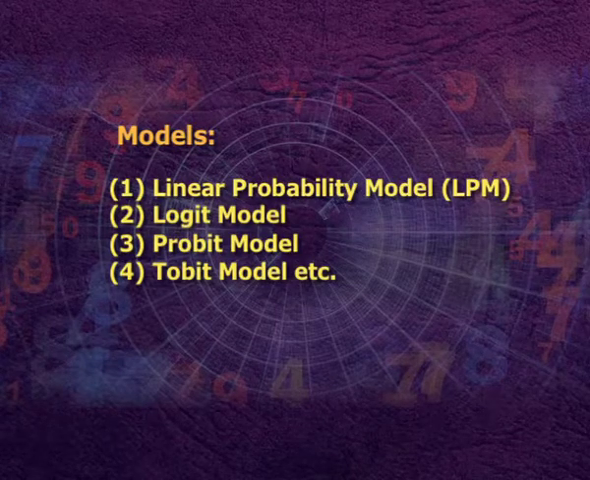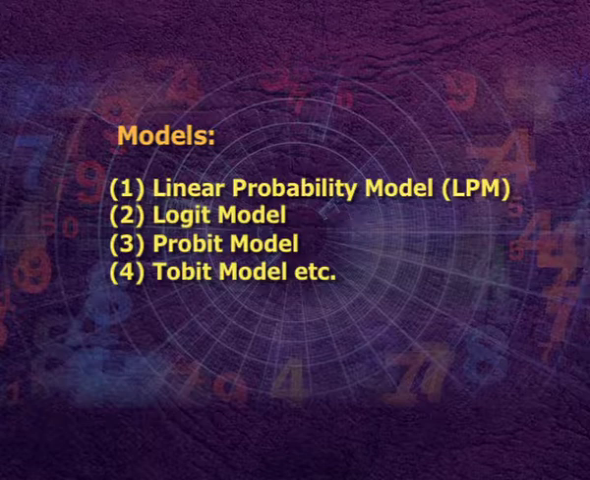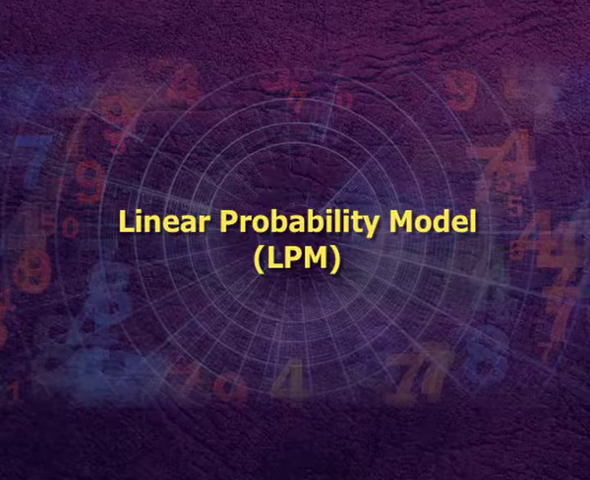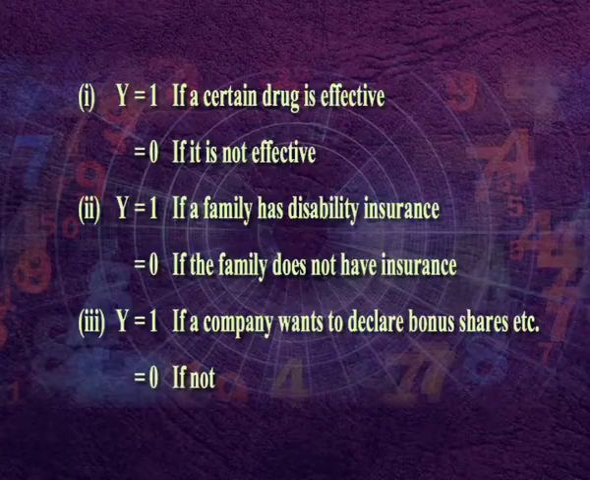We want to study here binary response regression models. There are certain models under these studies like number 1, linear probability model denoted by LPM, number 2, logit model, number 3, probit model and number 4, tobit model, etc. Linear probability model denoted by LPM. We want to discuss here two variables model with y as dummy dependent variable with two categories and one explanatory independent variable.